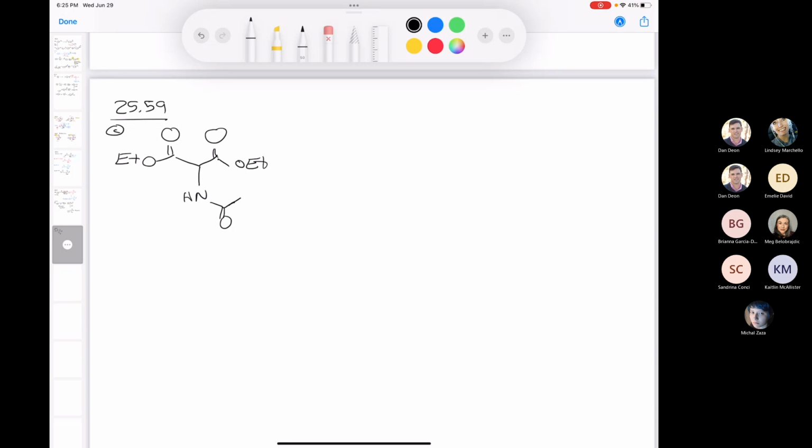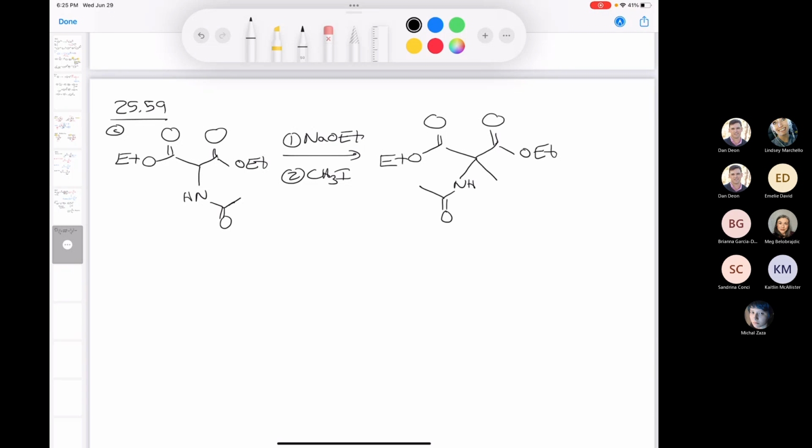In the first step, we're going to treat that with sodium methoxide. And then we're going to treat it with methyl iodide. So that's going to give us this compound where we have that methyl group installed in between the two carbonyls. So now we have a methyl group, and we still have our acetyl group, like that.